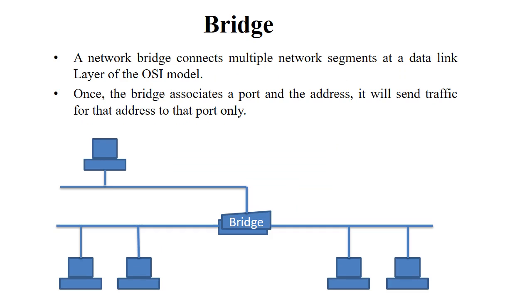Next component is a bridge. A network bridge connects multiple network segments at the data link layer of the OSI model. Once the bridge associates a port and an address, it will send traffic for that address to that port only. This is a diagram of a bridge. All the computer networks are connected using a bridge. A bridge is a type of computer network device that provides interconnection with other bridge networks that use the same protocol. So it is also an important component of a network.